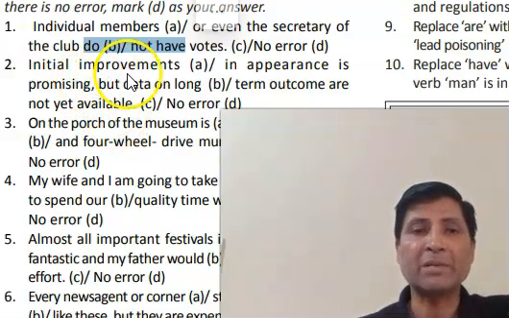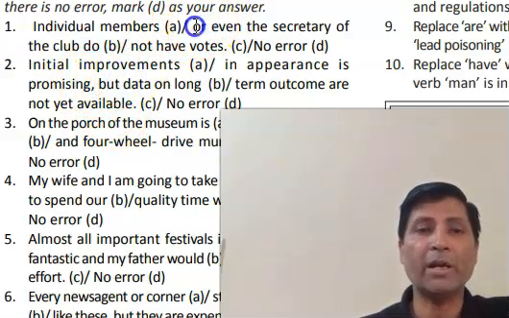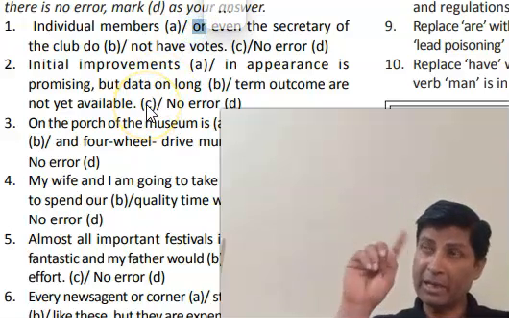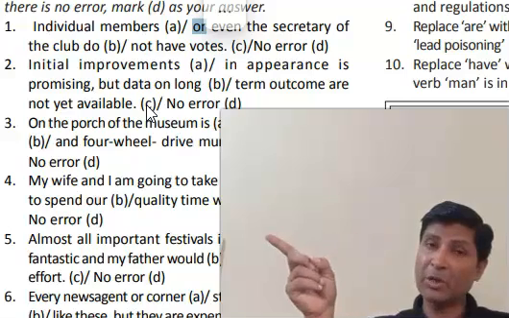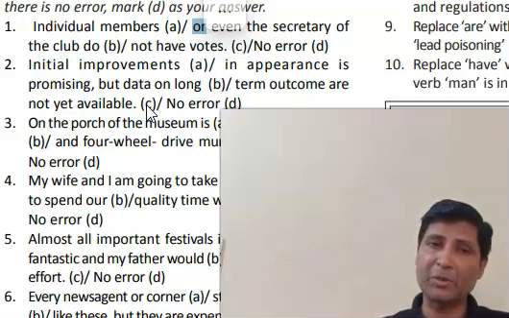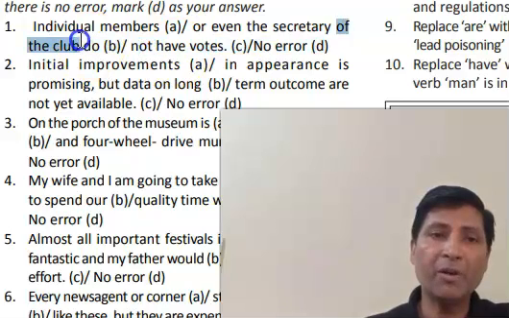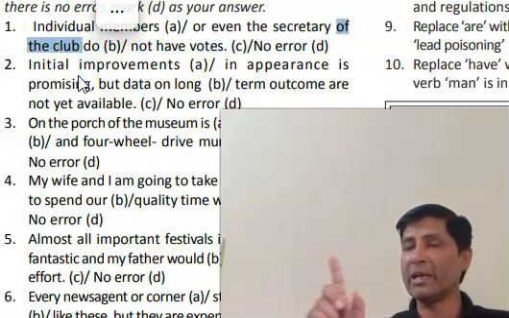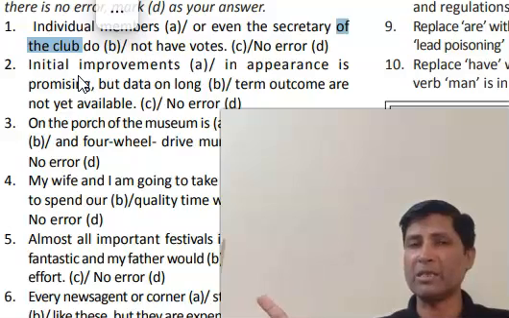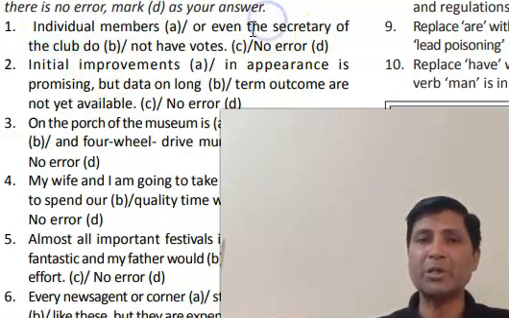What is the number of the verb? Plural. What is the subject? Here "or" is connecting two nouns. Remember, either or: the second part is the subject. So the second part you are getting is "even the secretary," because this noun is coming after "of the club." Remember, I have told you that any noun coming after a preposition cannot work as a subject. So our actual subject is the secretary, and the secretary is singular, therefore in place of "do" it should be "does."